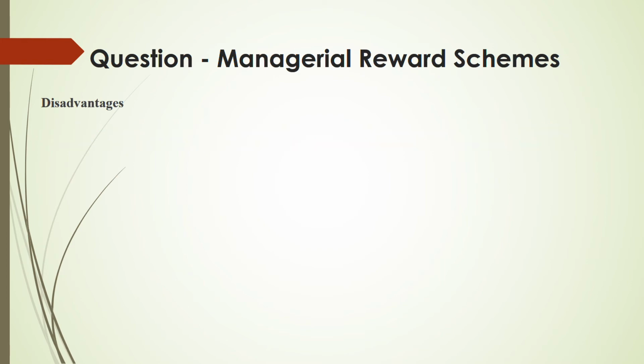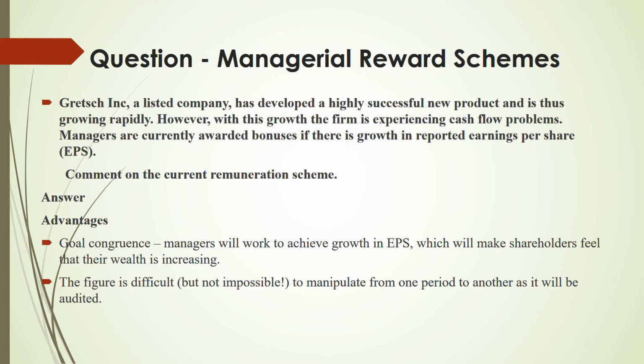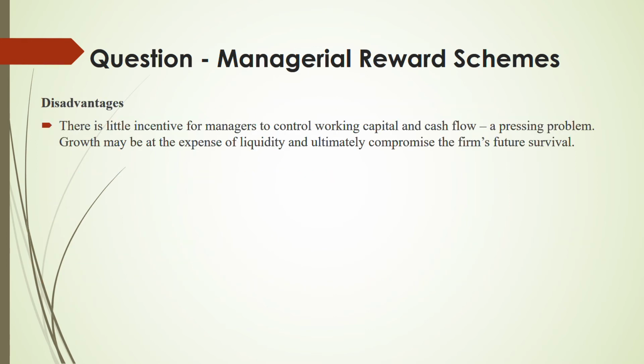How can you say? Let me go back and show you. Just check in the beginning, in bold, firm is experiencing cash flow problem. It's growing rapidly, correct, but it's experiencing cash flow problem. So when it's experiencing cash flow problem in this condition, you have to control the cash flow. You are forced to control the cash flow, but because of this remuneration, you don't have that incentive because you're getting the remuneration based on EPS. So why will you control the cash flow?